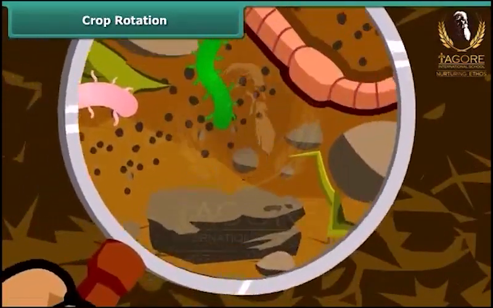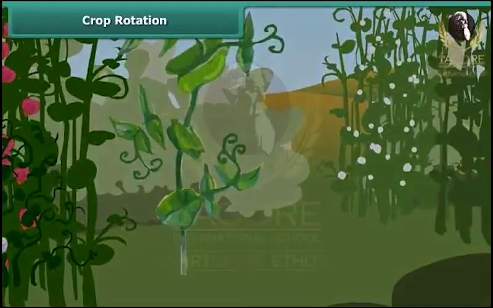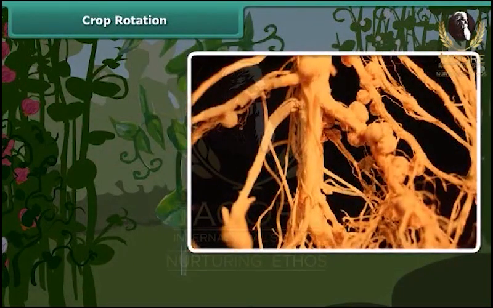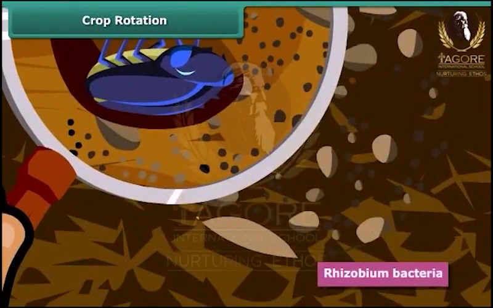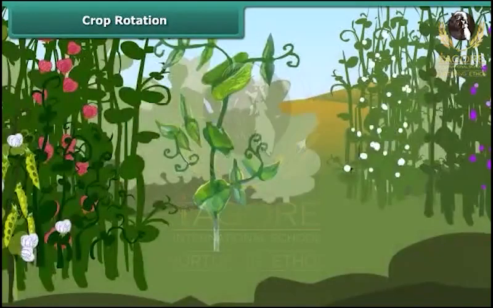You will be surprised to know that some bacteria are present in the root nodules of these leguminous plants. These are known as rhizobium bacteria, which fix atmospheric nitrogen to form nitrogen compounds. When these nitrogen compounds go into the soil, the soil becomes more fertile. Thus, planting leguminous plants will result in nitrogen-rich soil, and when a cereal is grown in this soil, food grain production increases.